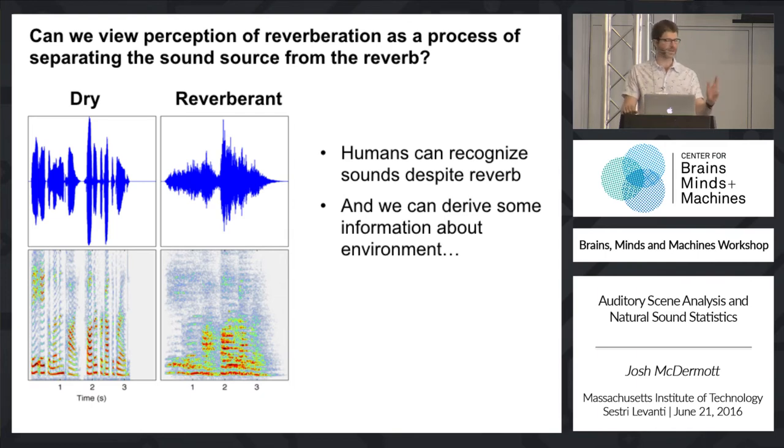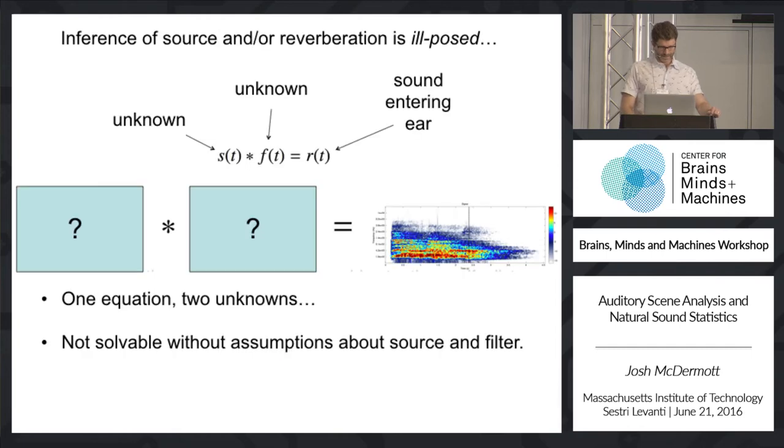Some reason to think this is not a crazy idea is that, as I mentioned, humans can recognize sounds quite well despite reverberation. We're really remarkably robust. And we can also derive some information from reverb about the nature of the environment. The problem, of course, is that the inference of the source and/or the reverberation is another example of an ill-posed problem, very much akin to the cocktail party problem. So you observe this signal R of T. It's the result of these two unknown signals that are a function of the state of the world. So you've got one equation and two unknowns. And as with the cocktail party problem, it's not solvable without assumptions about the source and the filter.